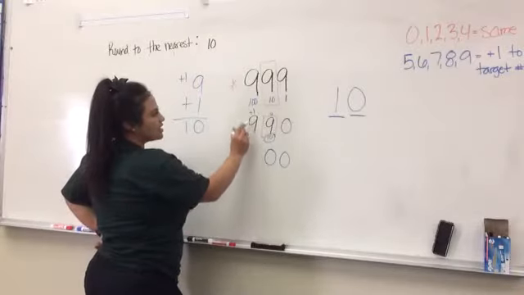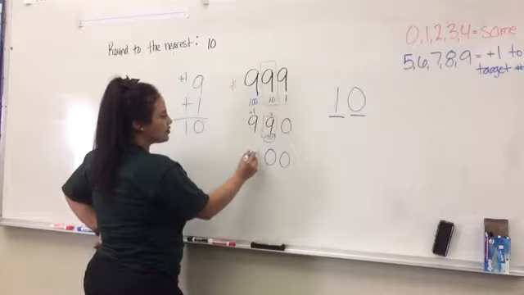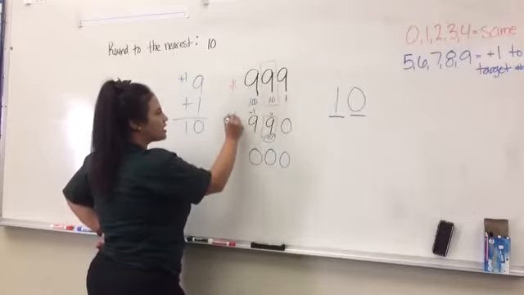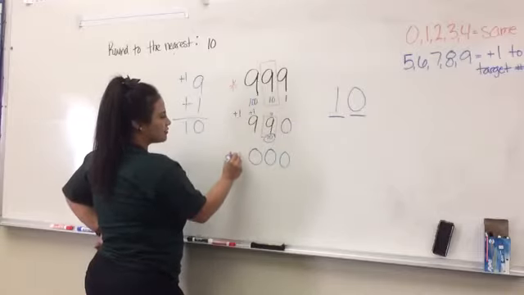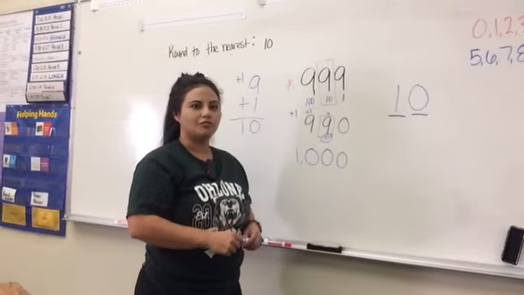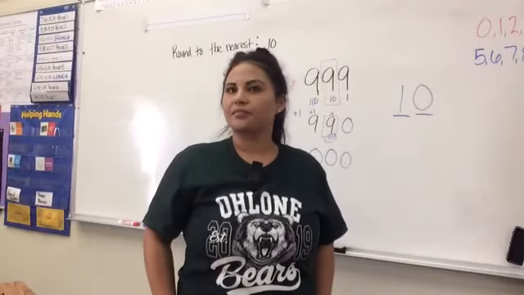Once again, what is 9 plus 1? 10. So what's going to go here? What number? 0. 0, and I'm carrying the 1. And what goes here? 1. So that is the exception when we have all 9s, okay? Any questions so far? Okay.